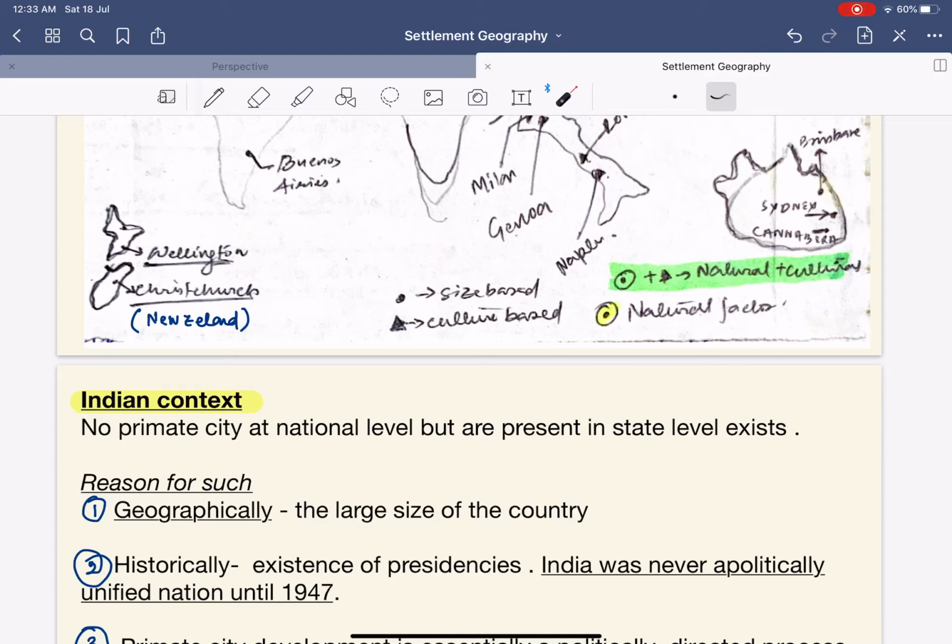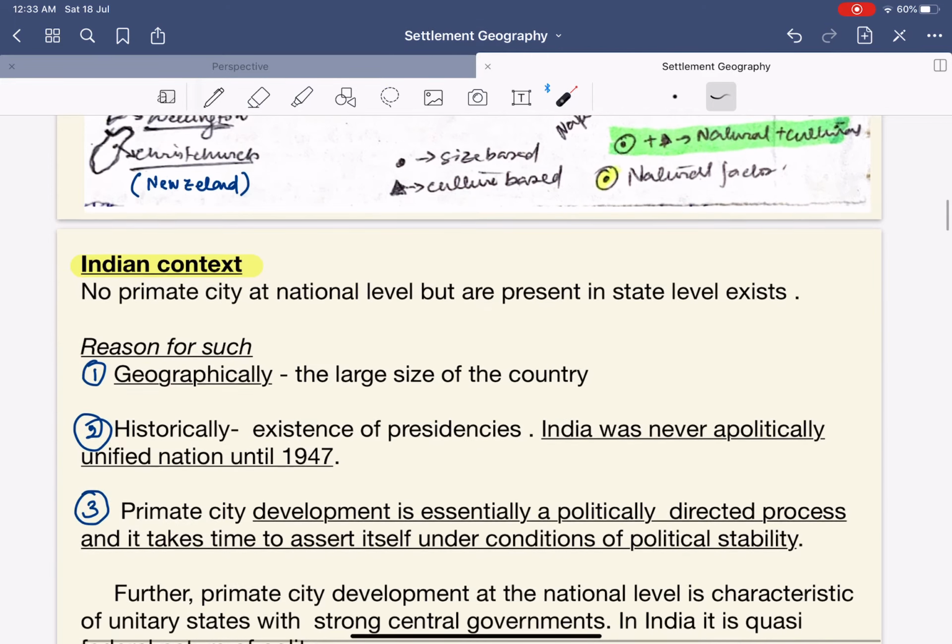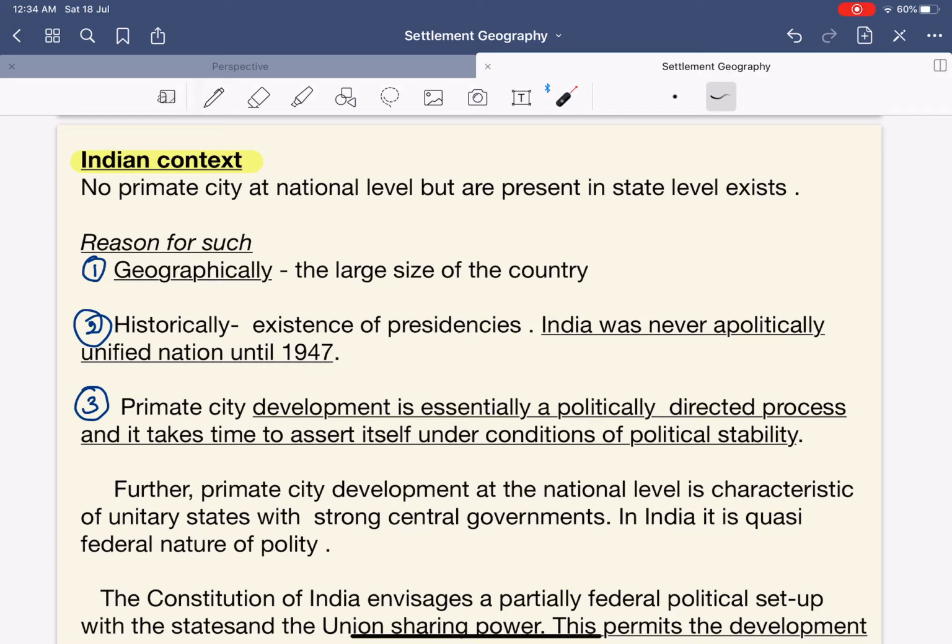Now let us look into the concept of the primate city in context of India. Now in India, we never found a primate city at the national level. For example, Delhi is not a main city at the national level, or we cannot say that India has only one main city, Delhi. No, that is not the thing. Rather, we can say Delhi is your administrative capital. We can say Mumbai is your commercial capital. We can also say that Amritsar, Chandigarh again remains one of your commercial capitals, etc.